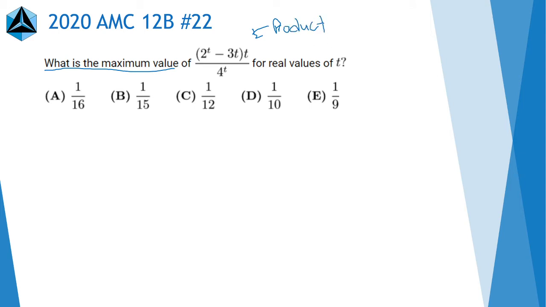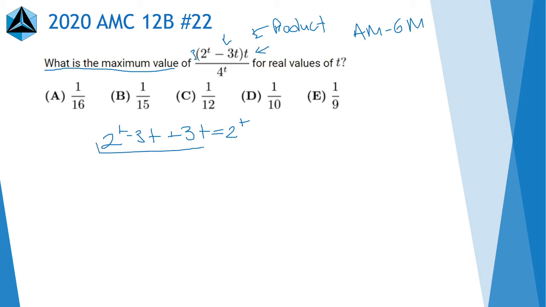But sometimes that might not always be the case. You can see here that we have 2 to the t minus 3t, and we have a t here. If you were to multiply this expression by 3, then we can turn that into a 3t. And as you know, 2 to the t minus 3t plus 3t is equal to 2 to the t. And since there's a 4 to the t in the denominator, it seems that this could lead to some cancellation. So AMGM might actually work here because in the sum we can cancel the linear term and get a 2 to the t. So let's try it.